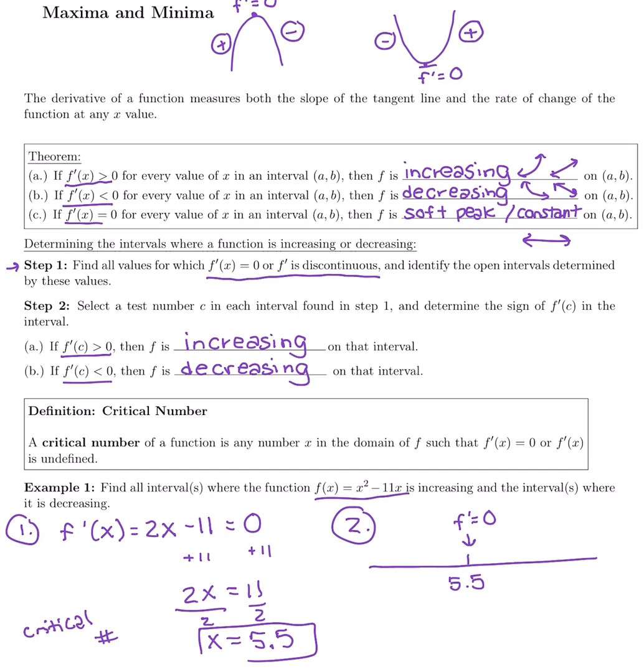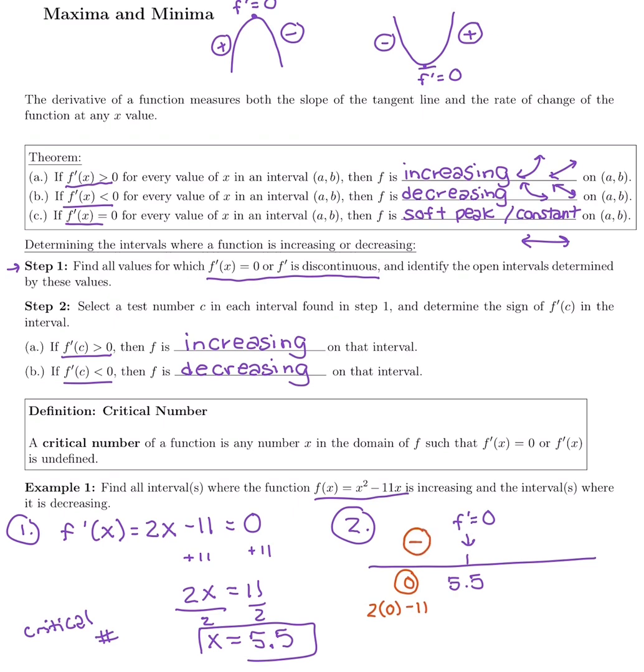So before 5.5, I could test 0. And remember, I want to know the sign of the derivative because only the sign of the derivative tells me whether I'm increasing or decreasing. So I never want to plug into the original on a sign chart. So I'm going to plug into the derivative, which is 2x minus 11. So 2 times 0 minus 11 would give me 0 minus 11, which is negative 11. The number that you get out doesn't matter, it's the sign that matters. So we got a negative number out. If we have a negative derivative before 5.5, does that mean that the original function is increasing or decreasing? It means we're decreasing.